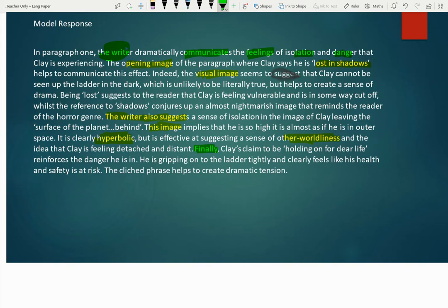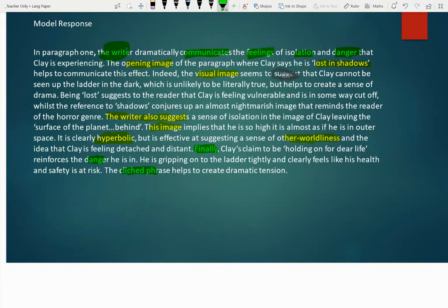Finally, Clay's claim to be holding on for dear life reinforces the danger he is in. So nicely connected back to my topic sentence. He is gripping onto the ladder tightly. I show that I understand what it literally means, and clearly feels like his health and safety is at risk. And then I sort of go on to say what the general effect is. I show that it's a cliche. That's the technique being used, I guess, the cliche. The cliched phrase helps create dramatic tension.